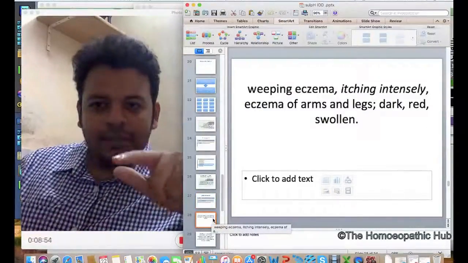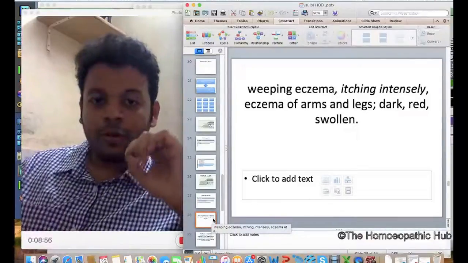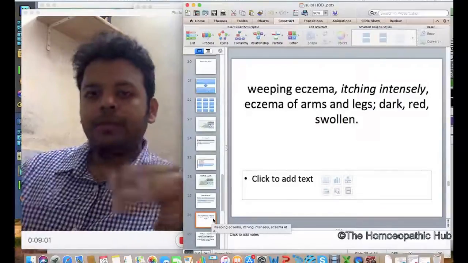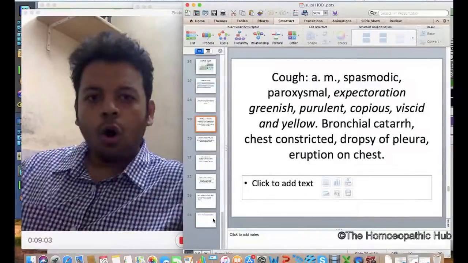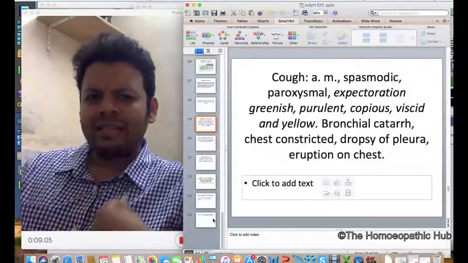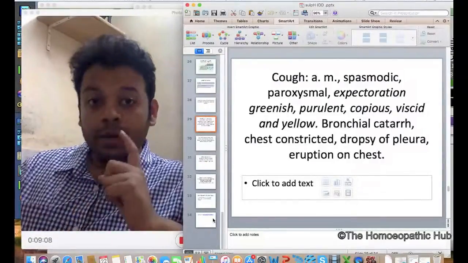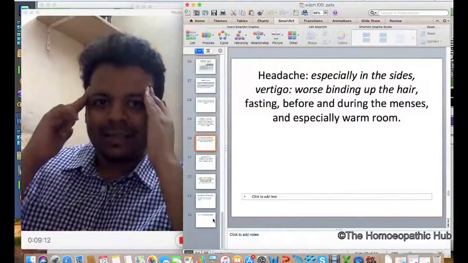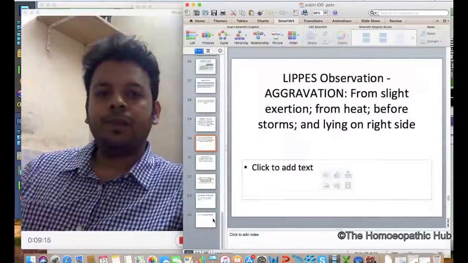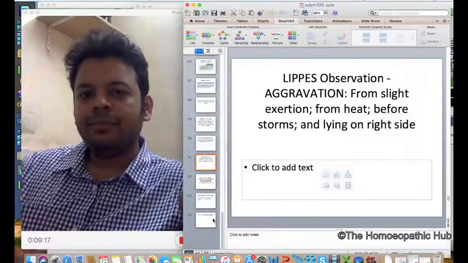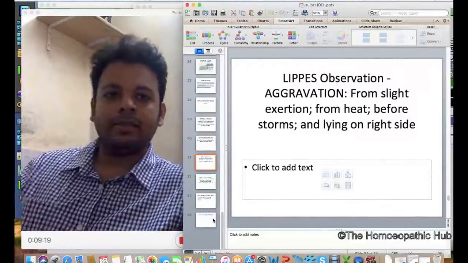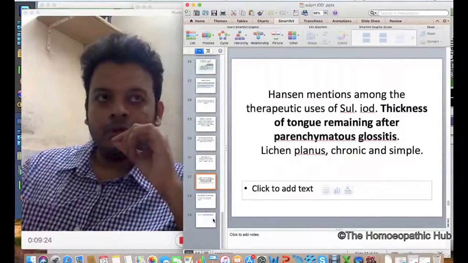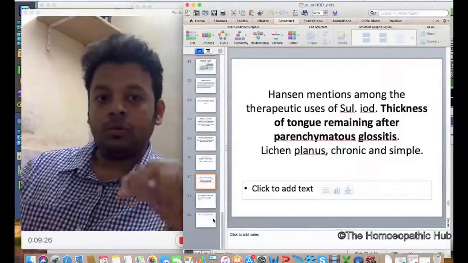A few clinical tips I want to give you which I have seen working very well. Weeping eczema: sulphur iod is a better remedy than Lazarium. Cough in the morning, yellow thick expectoration, chest tight: when Kali bich fails, think of sulphur iod. Headache, especially at the sides, worse from binding the head: sulphur iod. Lippe has seen very nice aggravation by slightest exertion. Hansen: tongue thick. So for lichen of the tongue or the mouth, think sulphur iod.